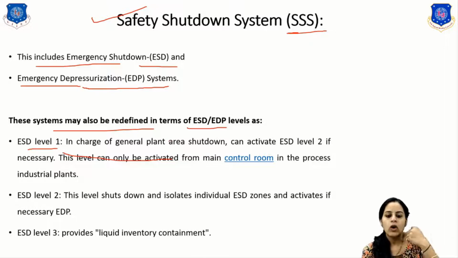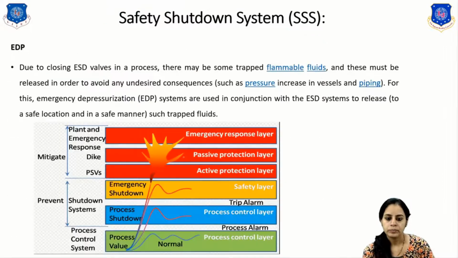So this level can only be activated from the main control room in the process of an industrial plant, right? ESD level 2 means that this level shuts down and isolates individual ESD zones and activates EDP if necessary, right? And ESD level 3 provides liquid inventory containment, okay.